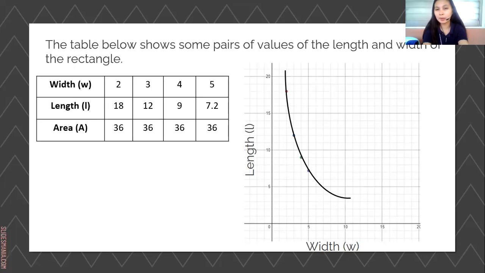Kapag graph yung given po, kukuha lang po kayo ng points. Ordered pairs po. So, try nyo kumuha ng at least 3 pairs po, 3 to 4 pairs para ma-assure nyo na inverse ba siya. Okay po?